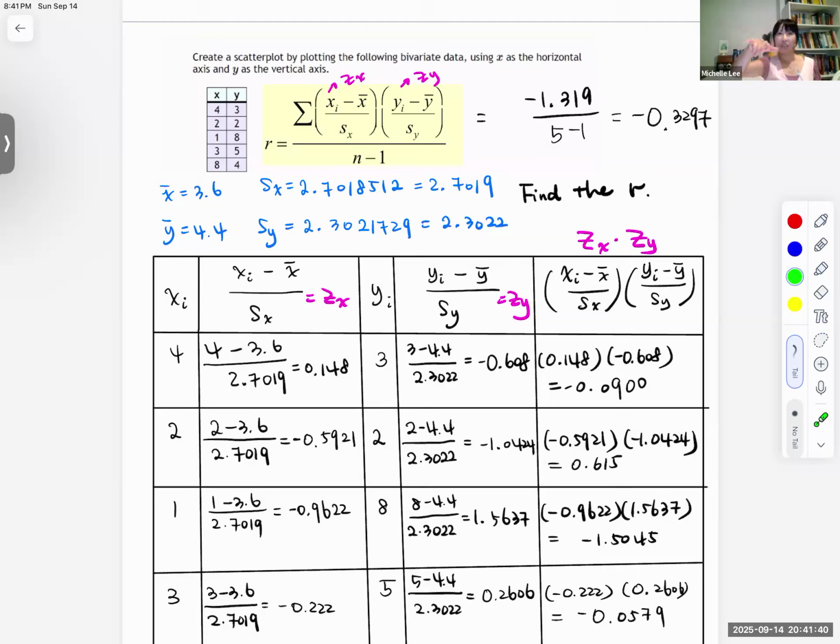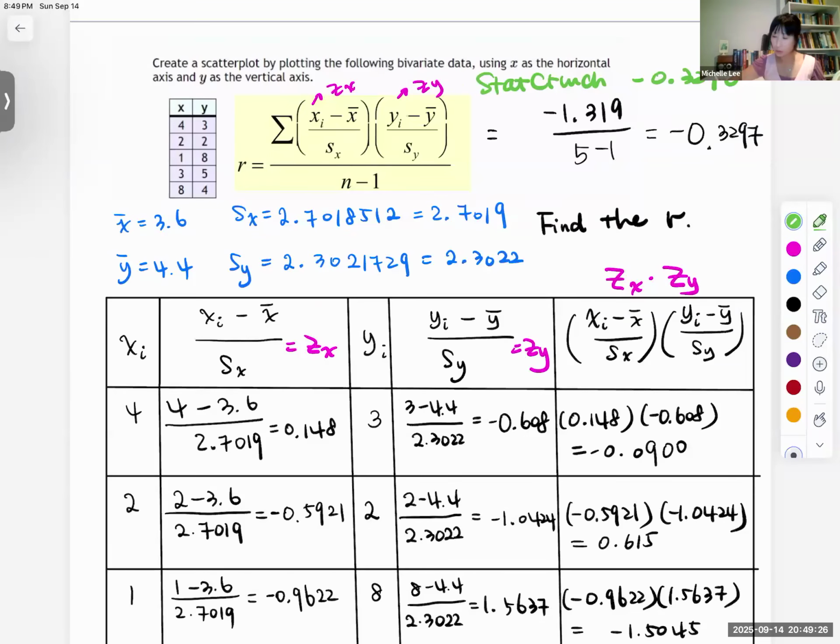Okay, let's check the answer with the StatCrunch. Check it out. This is my word all the time. Check it out, right? Okay, let's check. All right, so I wrote down the StatCrunch number here. Okay. All right, so we can say that weak negative correlation.